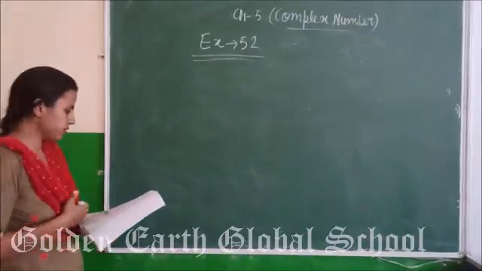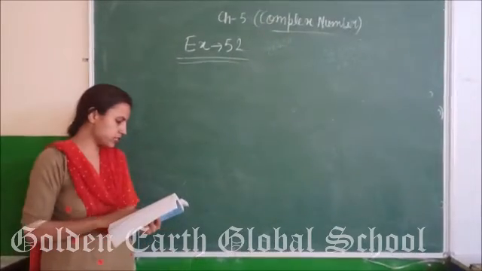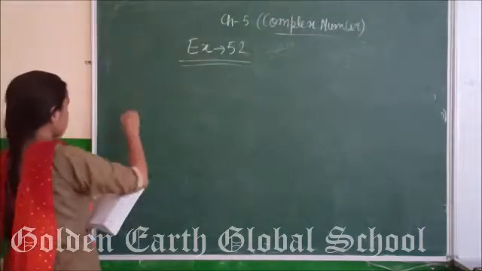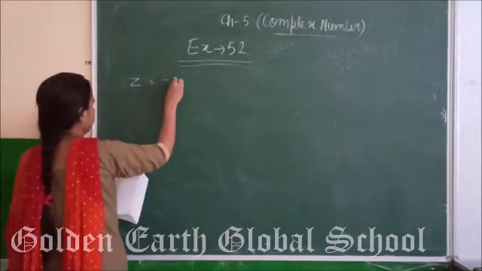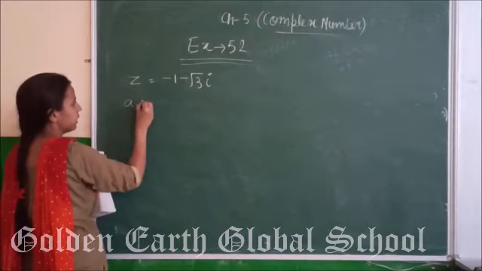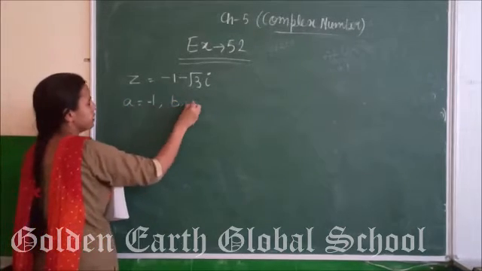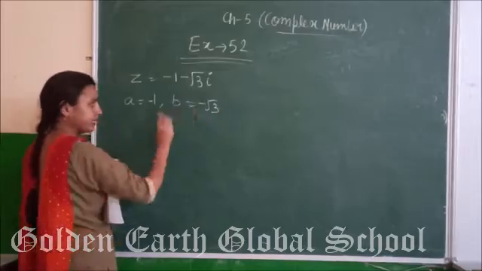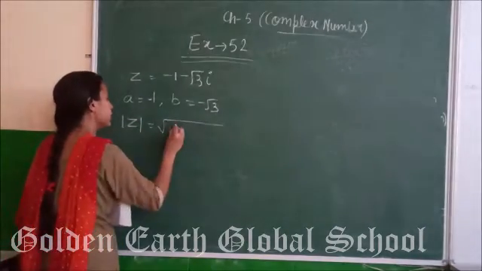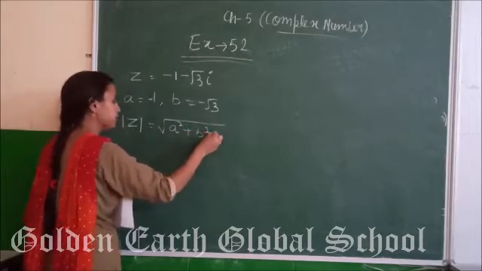Now come to exercise 5.2. The first question is to find the modulus and argument of the complex number z = -1 - √3 i. First of all, compare: what is a? a is -1, and b is -√3. Now find the modulus: mod z is equal to the square root of a squared plus b squared.